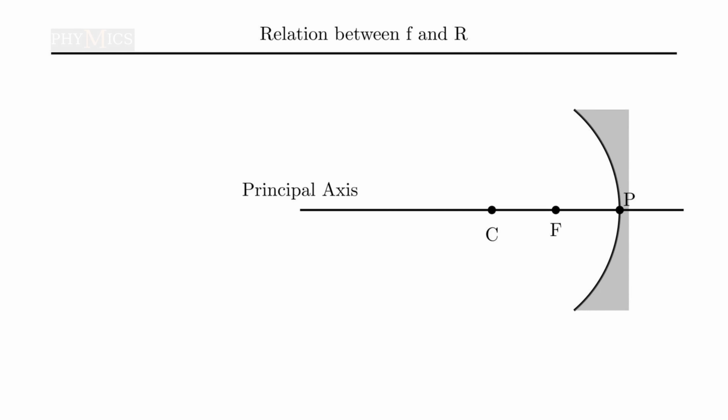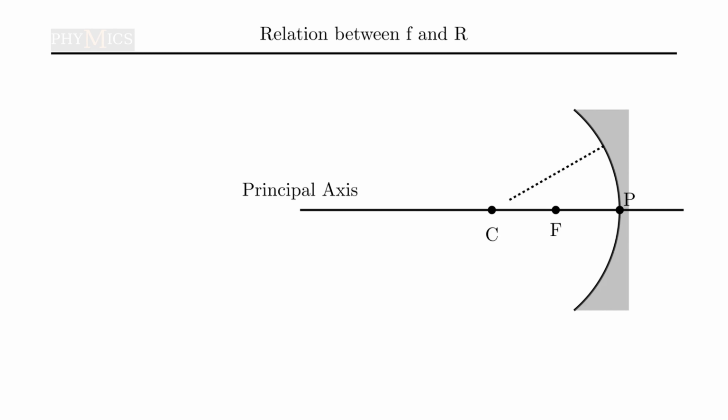In this video, we are going to derive the relationship between focal length and radius of curvature for spherical mirrors. Let's first derive it for concave mirror. There are two ways of deriving it. Let's see the first one. Consider a concave mirror with center of curvature C, focus at F and pole at P.